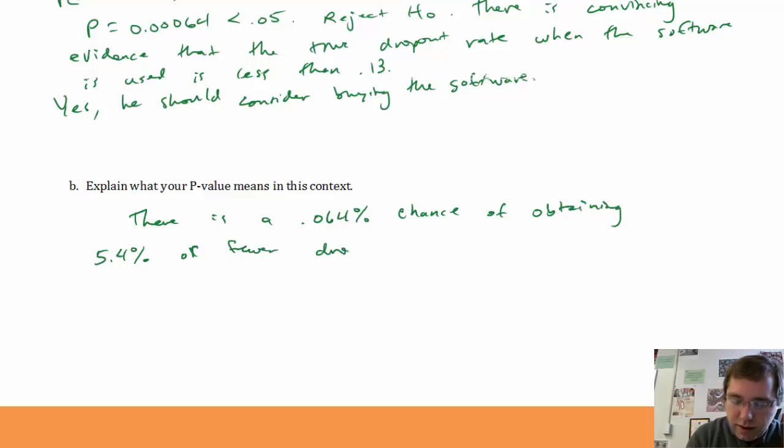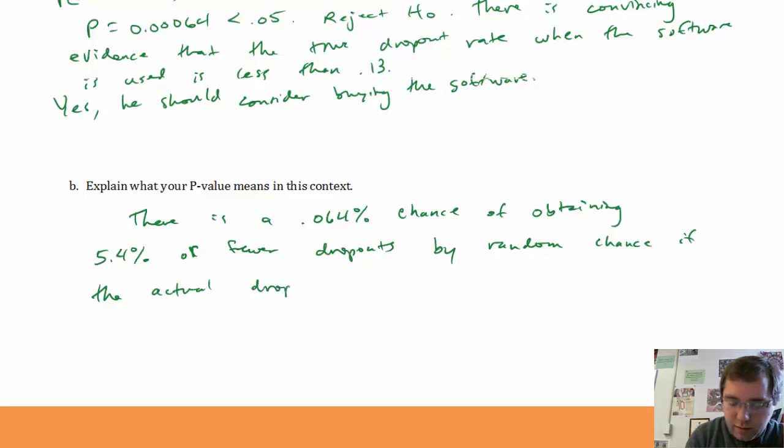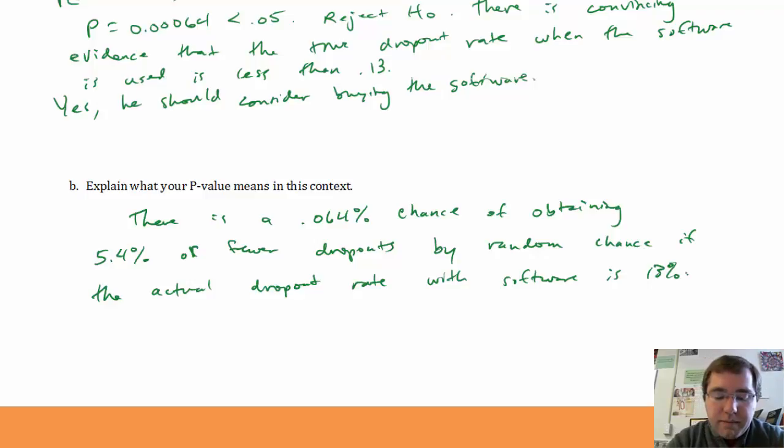fewer dropouts, so at least as extreme as the value we got, 5.4% or less dropouts by random chance if the null hypothesis were true, so if the actual dropout rate with software is actually still 13%. So the p-value is the likelihood of this happening by random chance if the null hypothesis were true. Very low probability that it happened by random chance, therefore we assume the null hypothesis is not true. That's our conclusion.